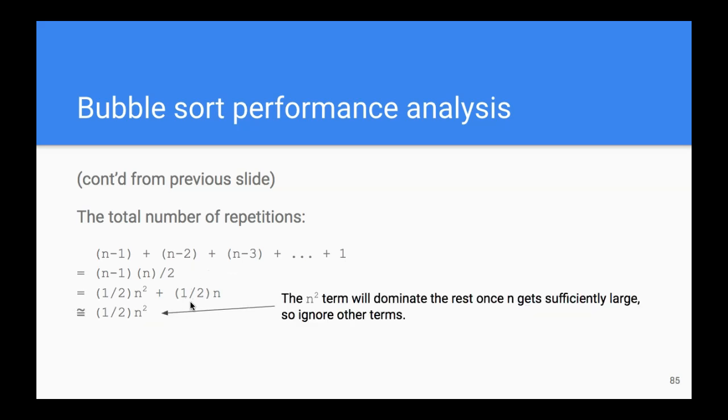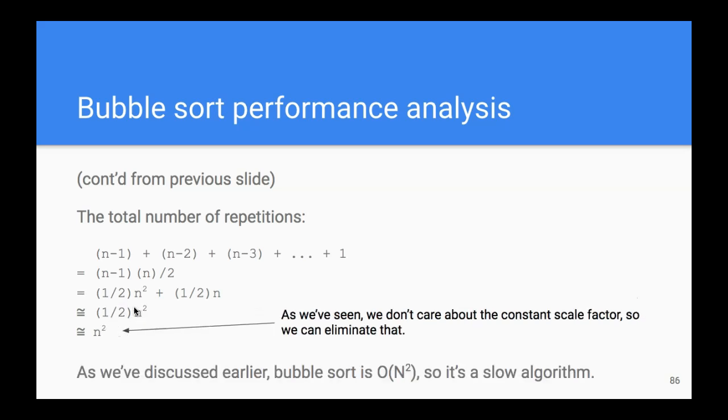So we can eliminate these insignificant terms, and we're left with 1/2 n squared. And then again, for big O, we're not concerned about the scaling factor in front of whatever function of n. So the big O of this bubble sort is now just n squared, which is good because that's what we derived previously. So n squared is kind of a slow algorithm. Bubble sort is probably the slowest sorting algorithm, and we'll study something faster later in the quarter.